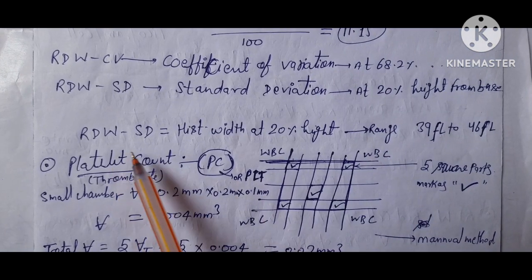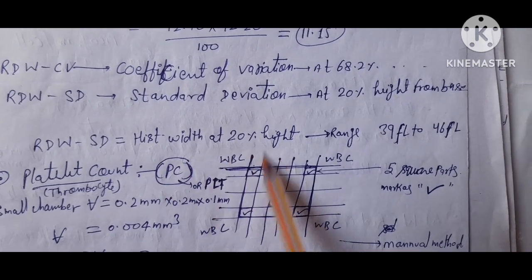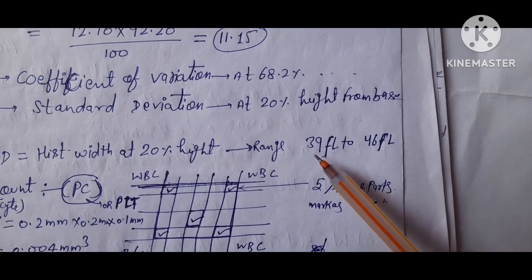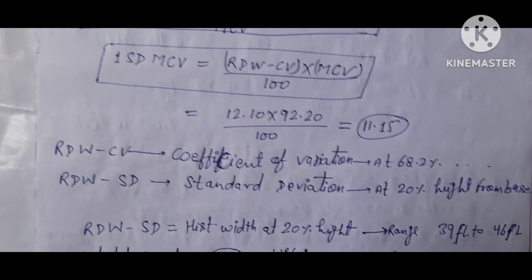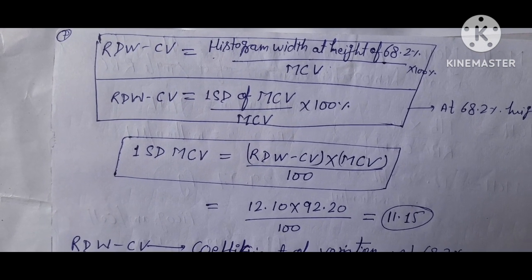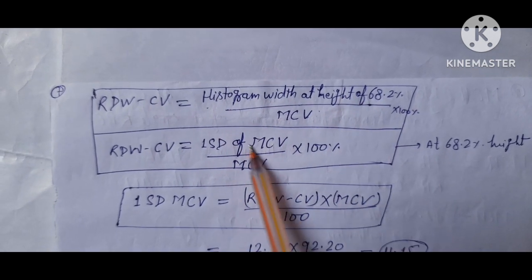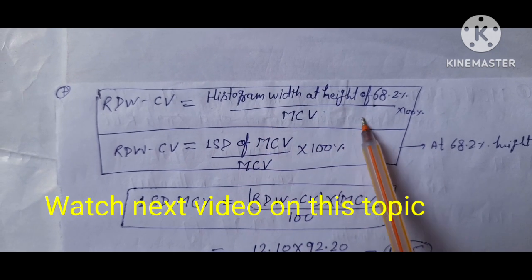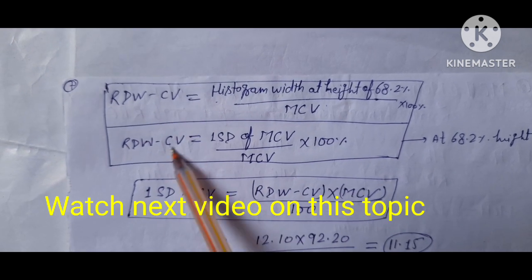So friends, RDWSD is the histogram width at 20% from the base height, and its range is between 39 femtoliter and 46 femtoliter. So this is the calculation of RDWCV and RDWSD. Friends, this is the histogram width. It is not directly calculated from a formula. You first need the histogram, and after that you read the values and calculate these two.